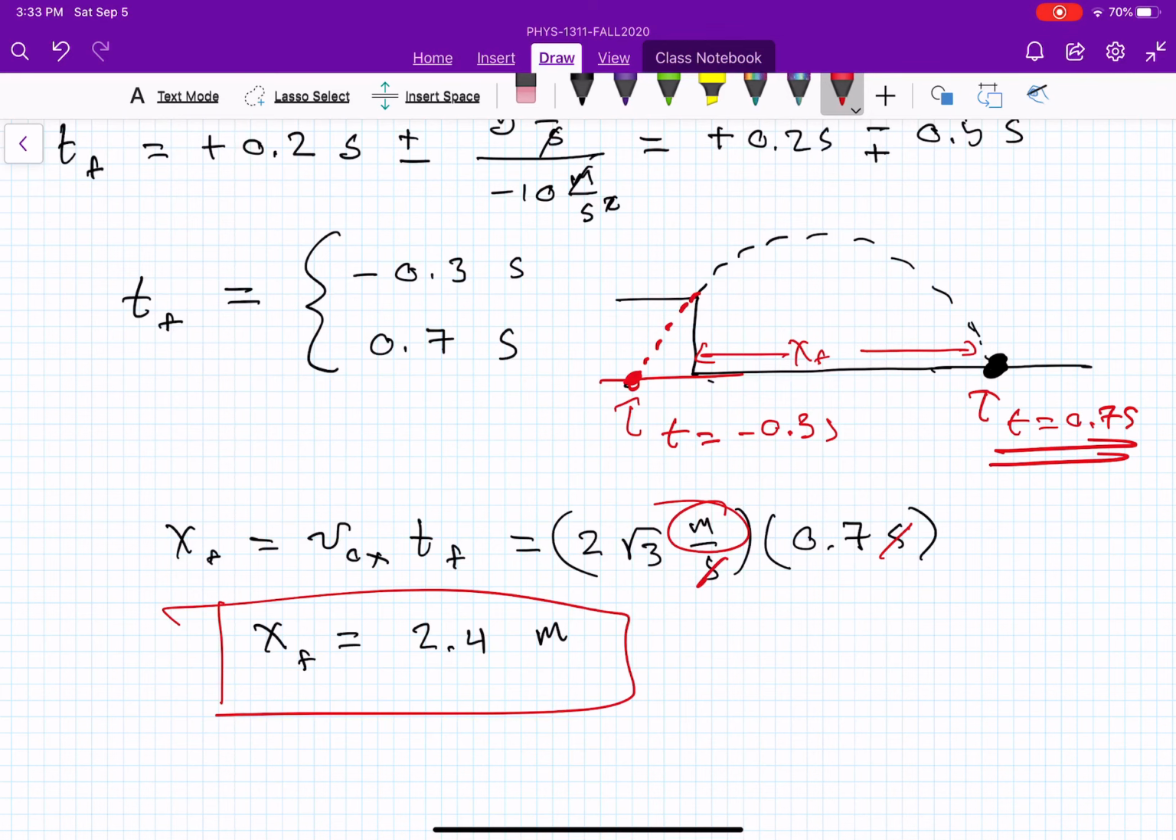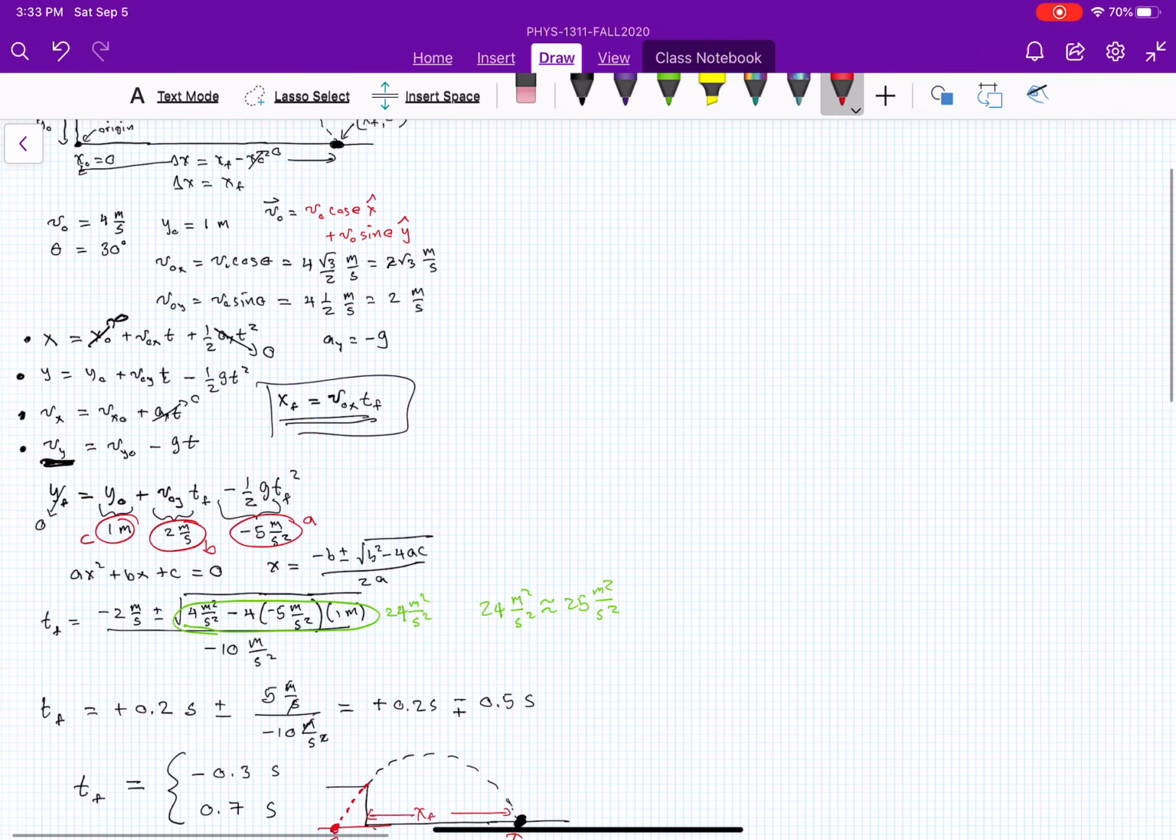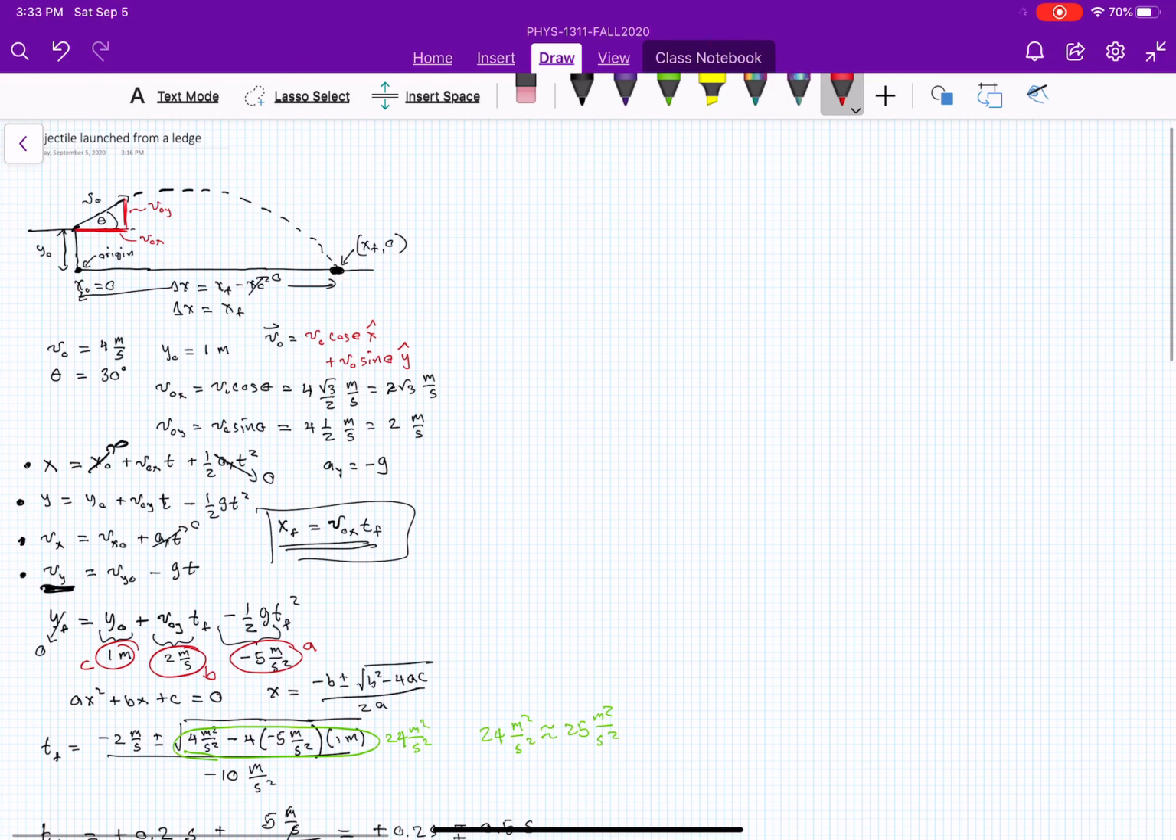Okay? So I hope that this is helpful. This is how, in general, you can do these kinds of problems. The procedure, you know, every problem is a little bit different, but I hope that this gives you some insight into how to think about them and set up these kinds of problems.